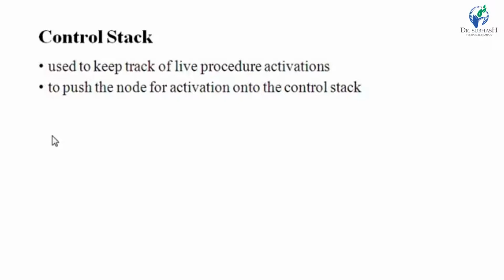Stack is used, FIFO, first in, first out. So the contents of the control stack are related to paths to the root of the activation tree. When any node n is at the top of the stack, then the stack contains the nodes along the path from n to the root.